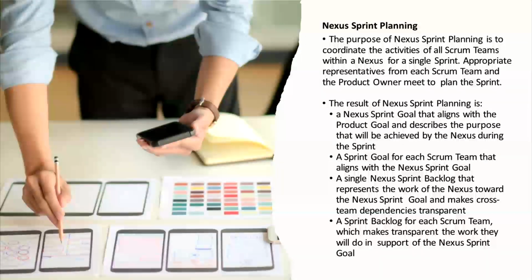Nexus sprint planning. The purpose of Nexus sprint planning is to coordinate the activities of all Scrum teams within a Nexus for a single sprint. Appropriate representatives from each Scrum team and the product owner meet to plan the sprint. The result of Nexus sprint planning is a Nexus sprint goal that aligns with the product goal and describes the purpose that will be achieved by the Nexus during the sprint.